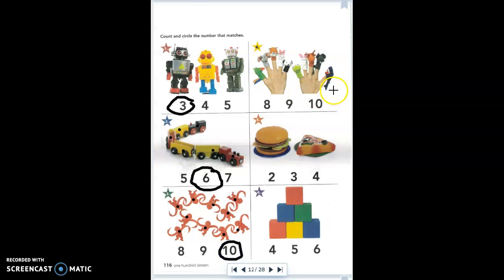Coming up here, they want me to count the puppets on the fingers. Well, this one's kind of easy because there's a puppet on every single finger, and there are 10 fingers. So I'm going to circle the number 10. Here, I have some play food. I have a hamburger and a piece of pizza. There are 2 play food items. Next, I have blocks. 1, 2, 3, 4, 5, 6. 6 items. Circle the number 6. And we're done with today's math.